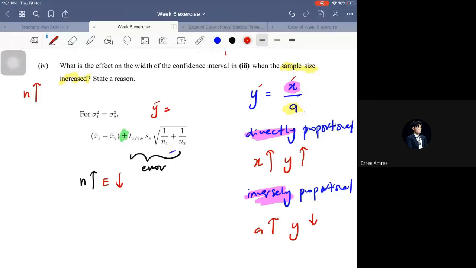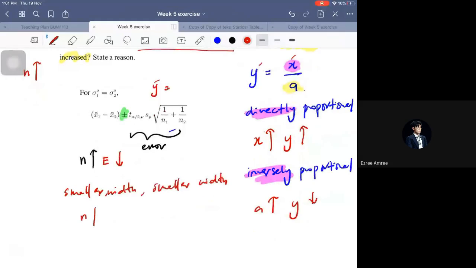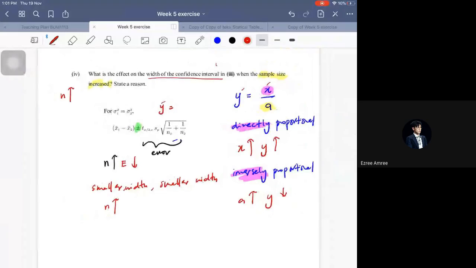So it says over here, what is the effect on the width of the confidence interval? Width actually represents error. The smaller the width, the smaller the error. Smaller width represents smaller error. So in this case, when we increase n, what happens to your confidence interval? The width is going to decrease because it's the same as the error. When error decreases, width decreases as well. So all you have to do is look at the relationship between that particular variable and the equation itself.